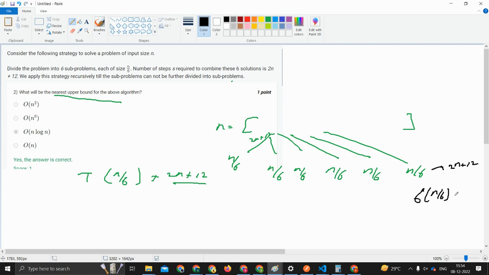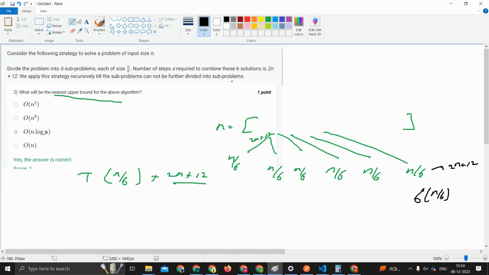This way you're going to go to log n to the base 6. The height will be log n to the base 6. That's the point. That means it is the same thing, n log n. That's the exact point. n into height.